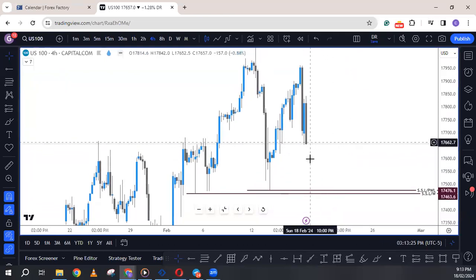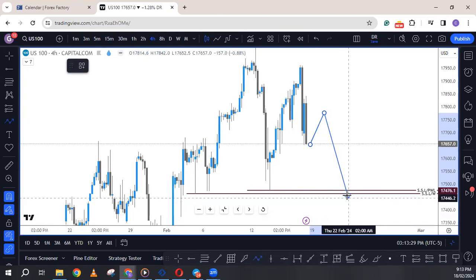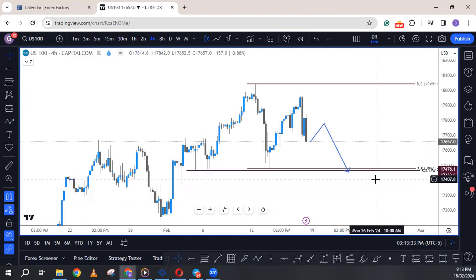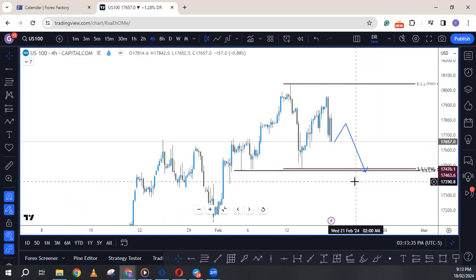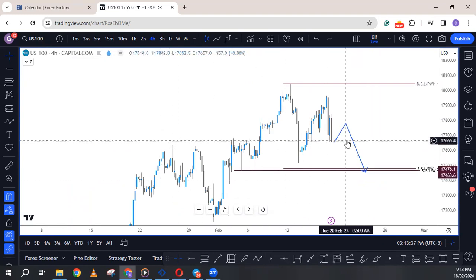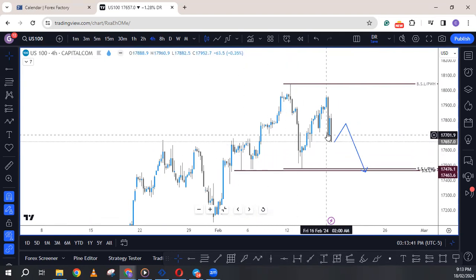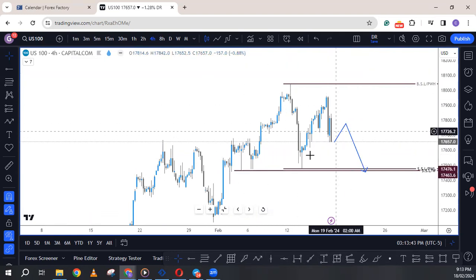So looking at this, going into this new week, I would say price may do something like this. I'll move down to this area. Although it's still technically bullish, this equal lows might be a drop on liquidity for price before it continues moving to the upside.